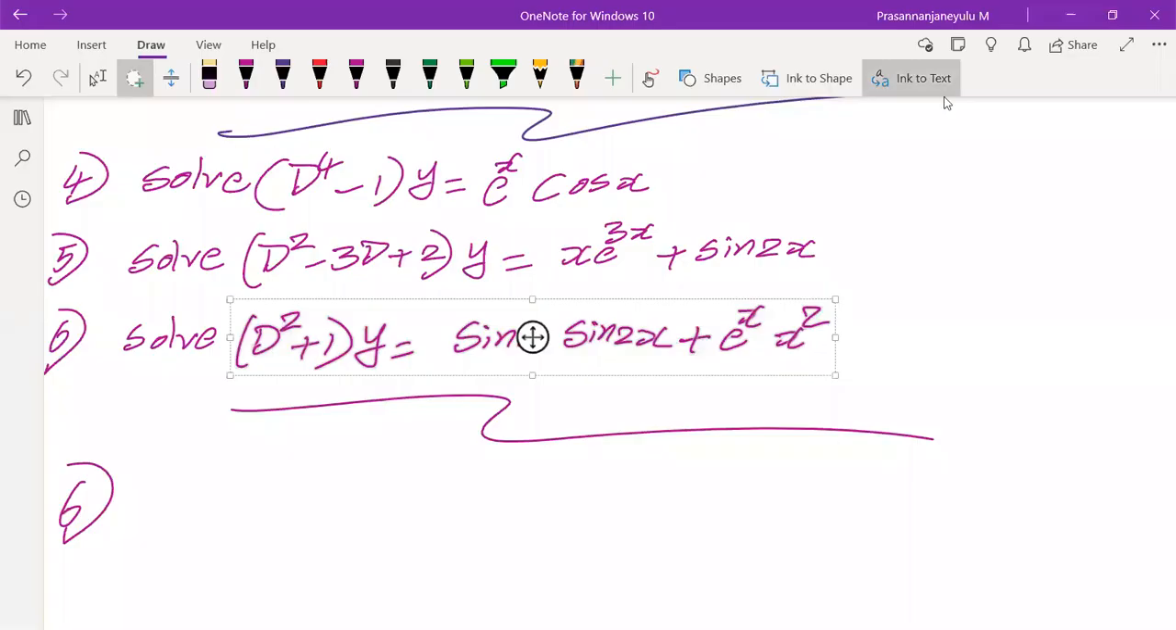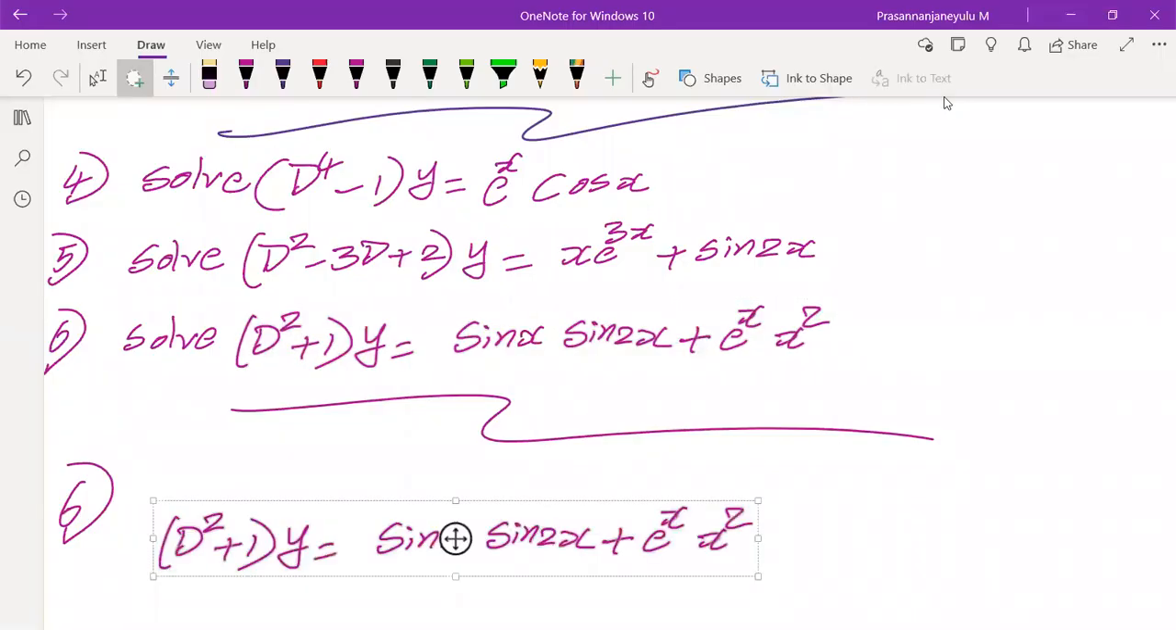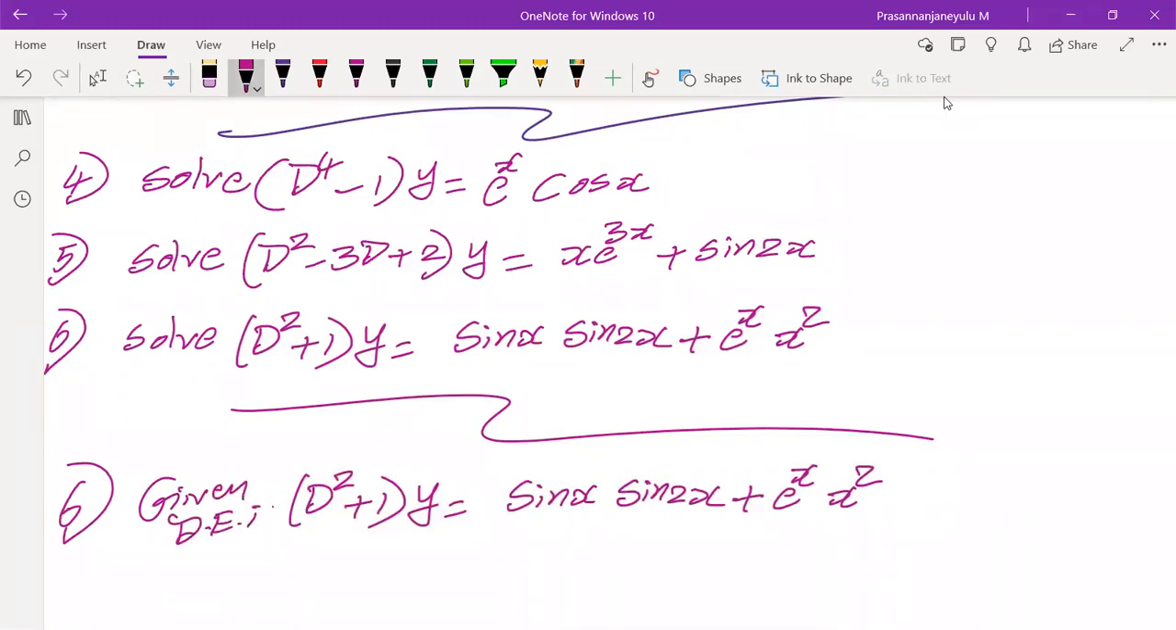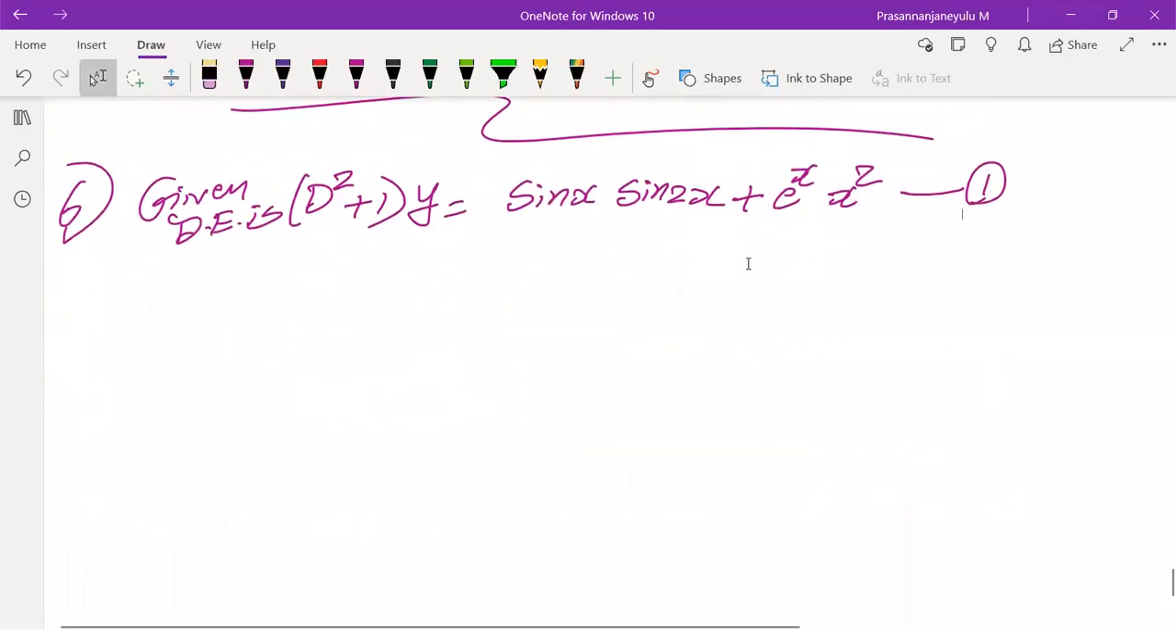Now here I'm going to explain the 6th problem. This is the given differential equation. Taking it as equation number 1, how does it look? It's a non-homogeneous linear differential equation. Then what is the general solution for this? y equals yc plus yp. I am giving direct steps, main points only.